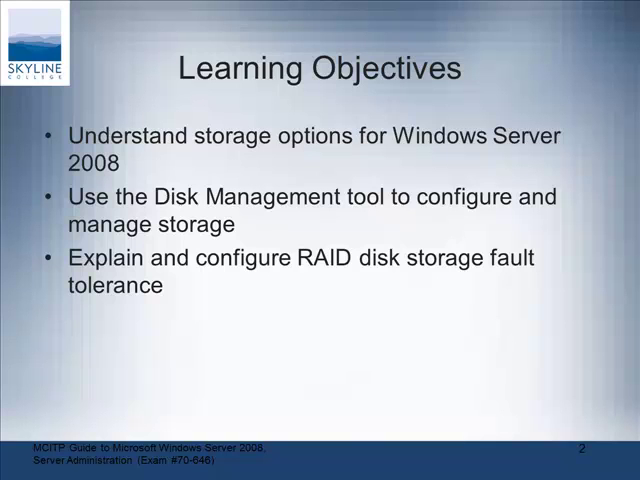Explain and configure RAID disk storage and fault tolerance. The RAIDs that we are concerned about, that we can create in the software, are RAID 0, RAID 1, and RAID 5. RAID 0, stripe, which you've done. RAID 1, a mirror or duplex, depending on how many controllers you have. And then RAID 5 is a stripe with a parity. The parity bit allows you to recover your information if one disk fails. If two disks fail, you're out of luck.